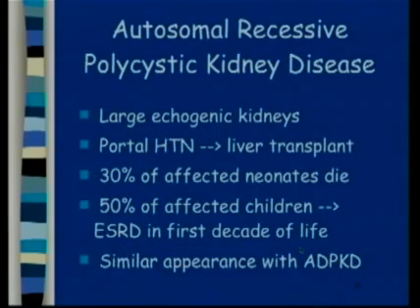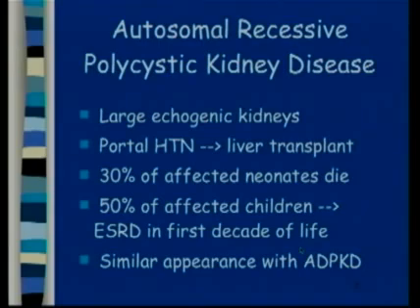Now, B was autosomal recessive polycystic kidney disease. And these are large echogenic kidneys. These are large echogenic kidneys that the babies end up with portal hypertension and often end up with liver transplants. 30% of them are affected and they end up dying as neonates. 50% of them will end up with end-stage renal disease or renal transplants in the first decade of life.